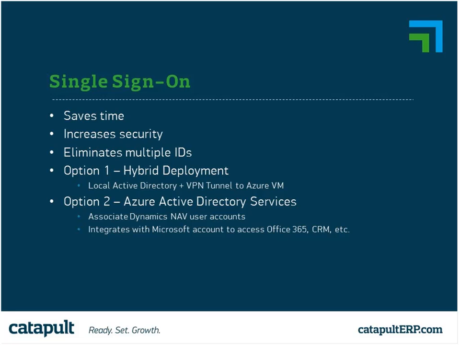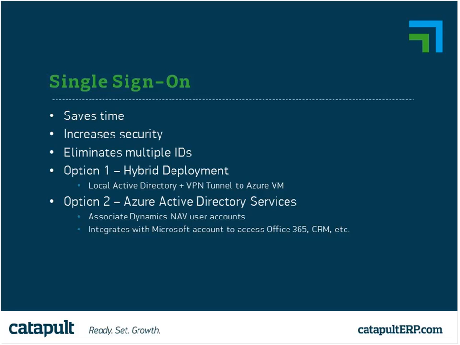And there are two options. We have a hybrid deployment. So if you're running Active Directory locally, which is the most common, then you simply create a VPN tunnel to the virtual machine on Azure and synchronize those environments so that signing on locally to the local AD authenticates you to the virtual machine as well. That's very, very straightforward to set up.